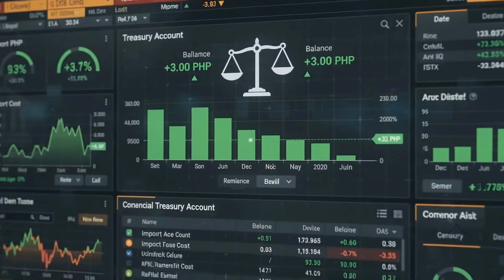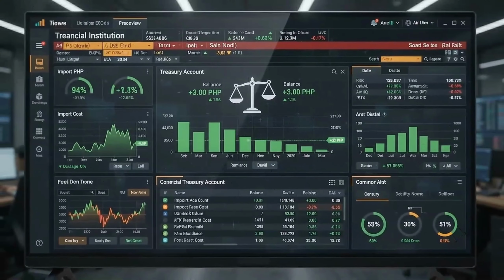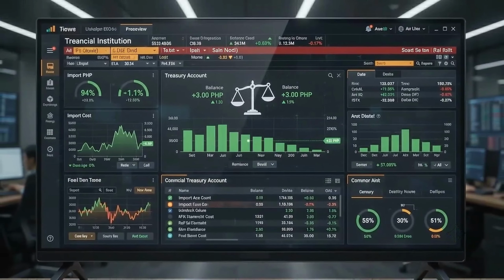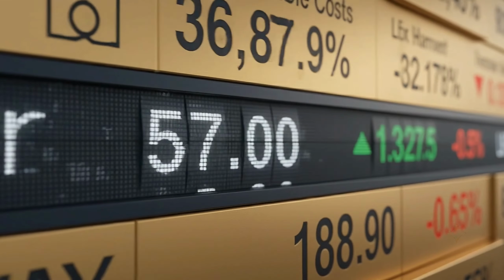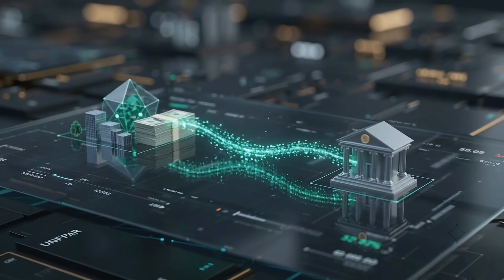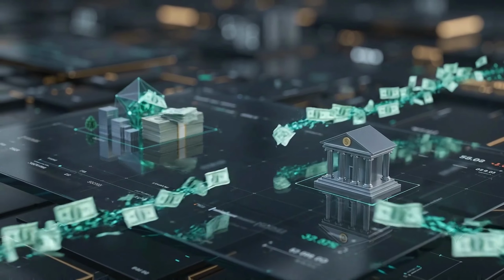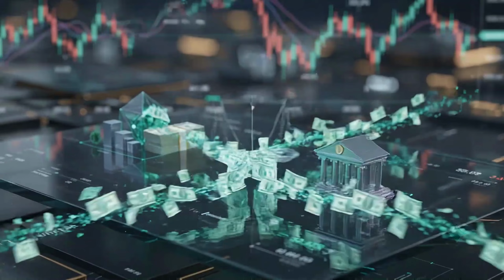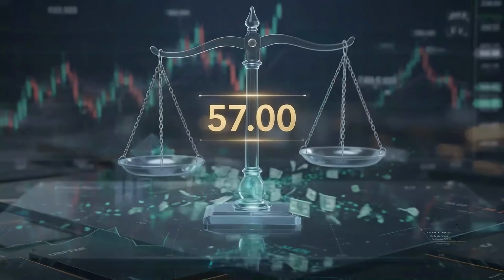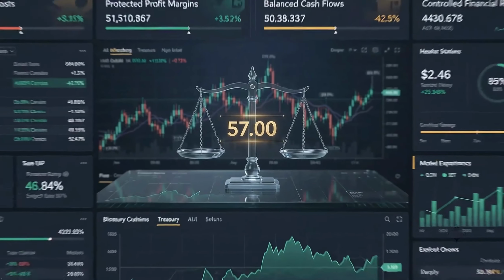If the peso strengthens to 55 instead, you pay the provider the 2 peso difference, but you turn around and purchase your physical dollars at that lower, highly favorable market rate. In both scenarios, the financial hedge and physical transaction perfectly balance each other out. Your effective exchange rate remains locked right at 57 pesos, turning currency volatility into predictable costs and fully protected margins.